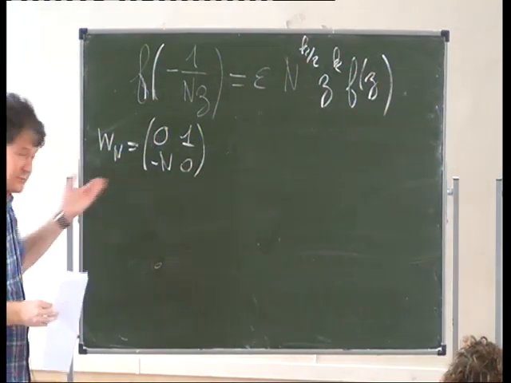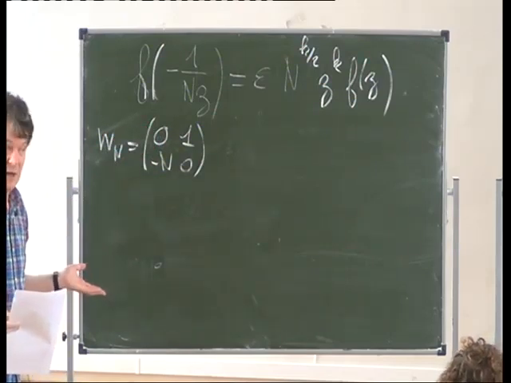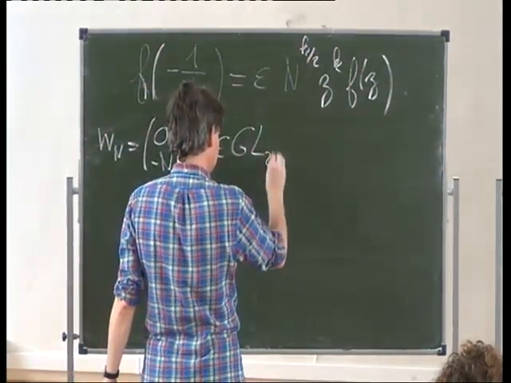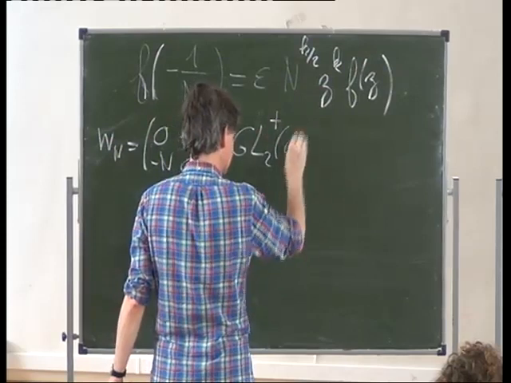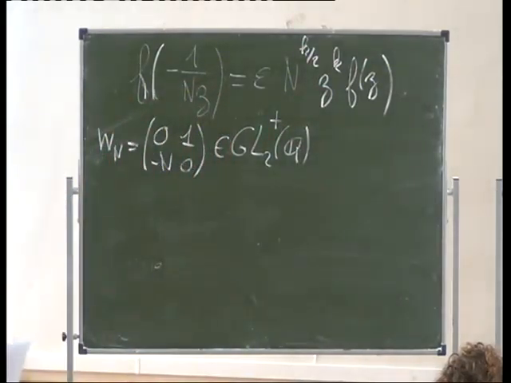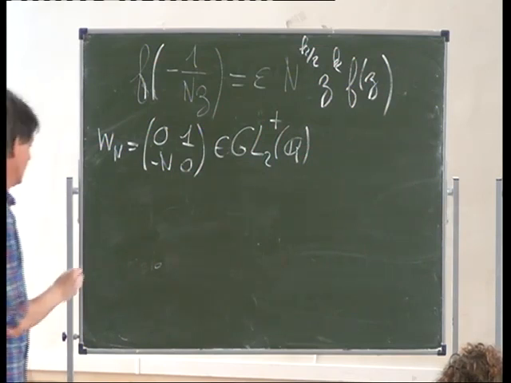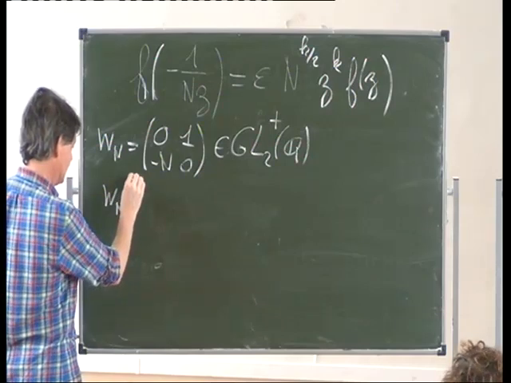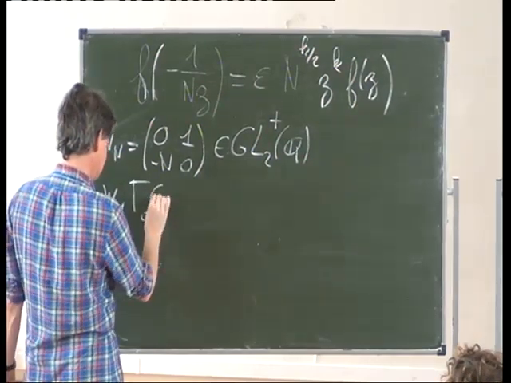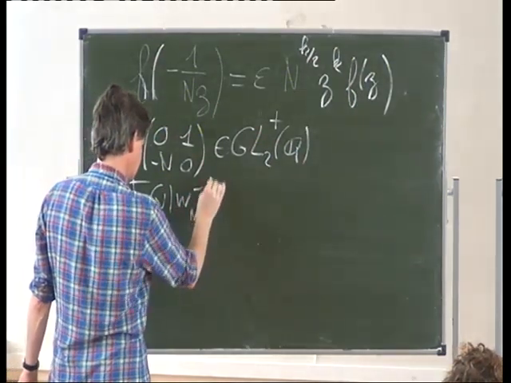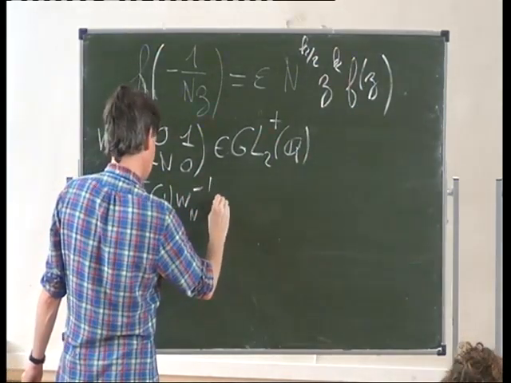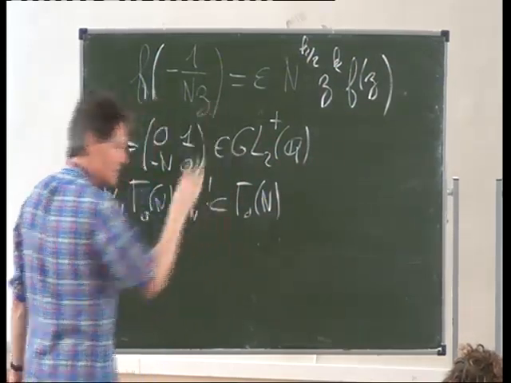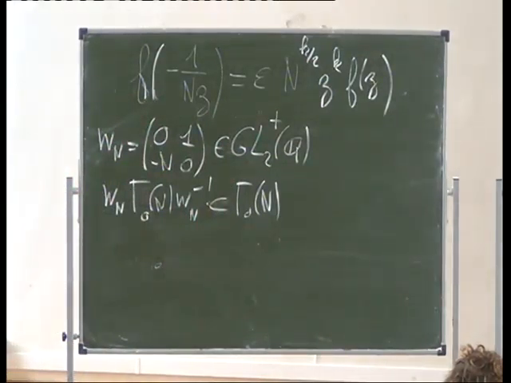Well, it's not in SL2Z because the determinant is n. So it's in GL2 plus Q, but not in SL2Z. But the nice thing, and it's a small computation, is to show that it normalizes this group. Actually, all I need is inclusion, but then automatically it has to be equal.